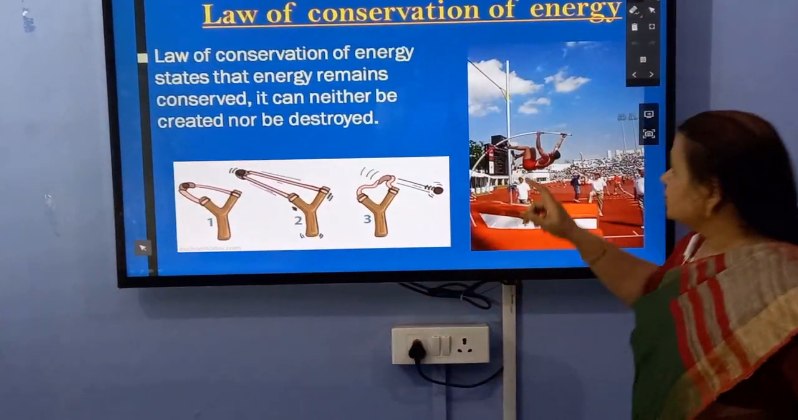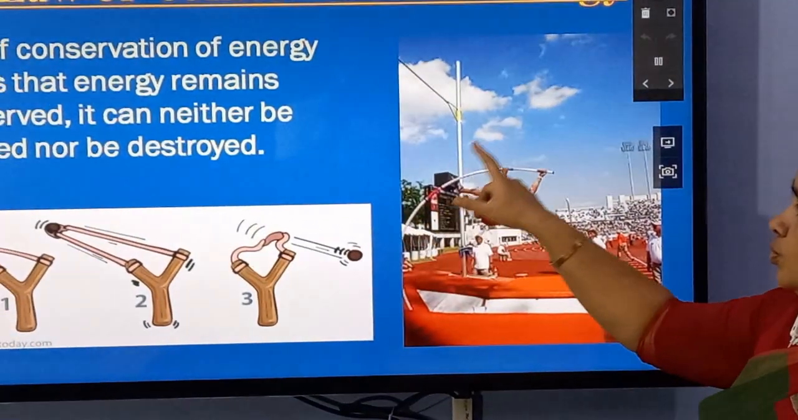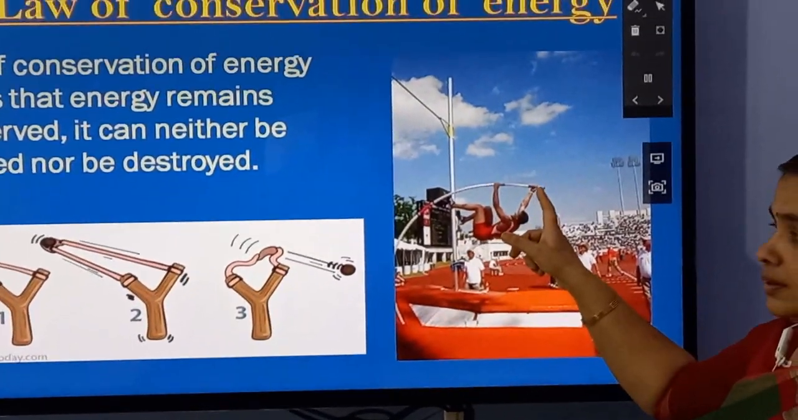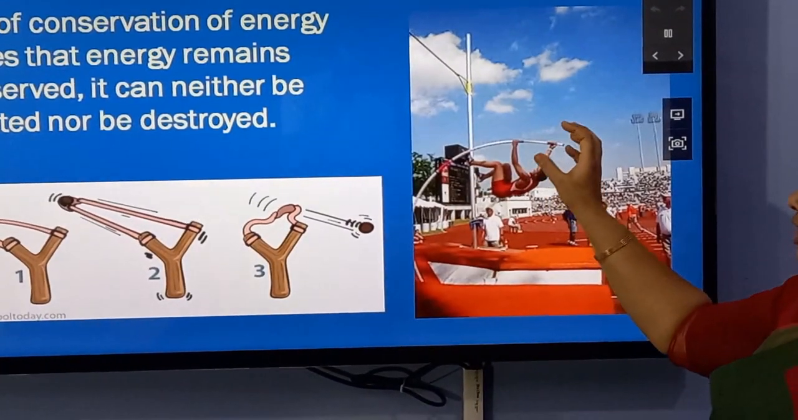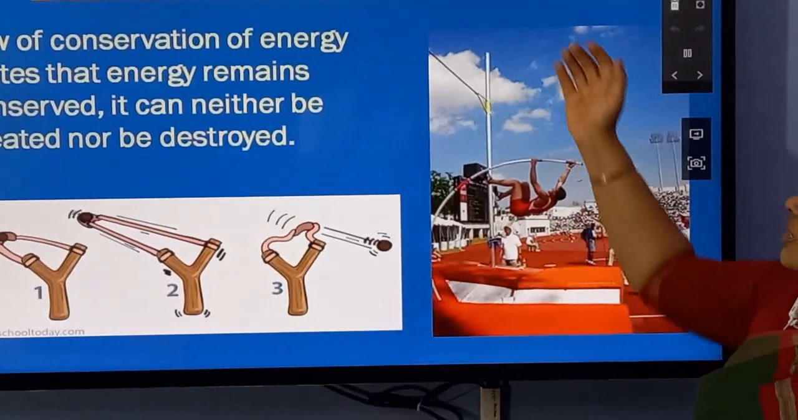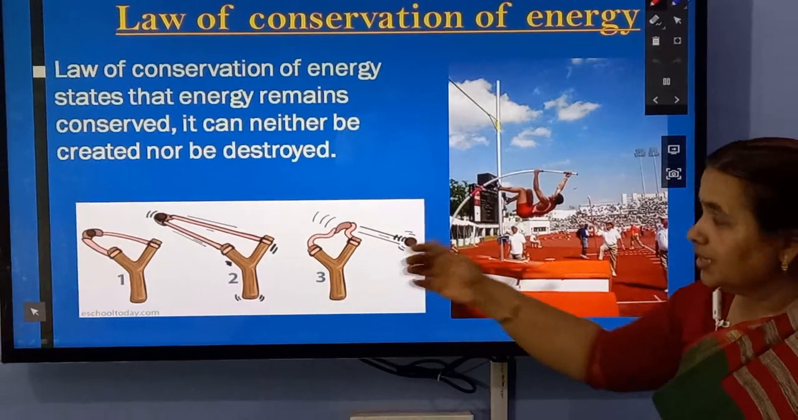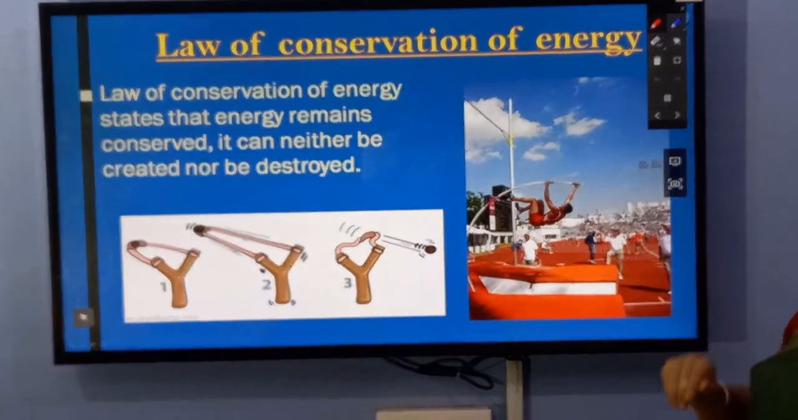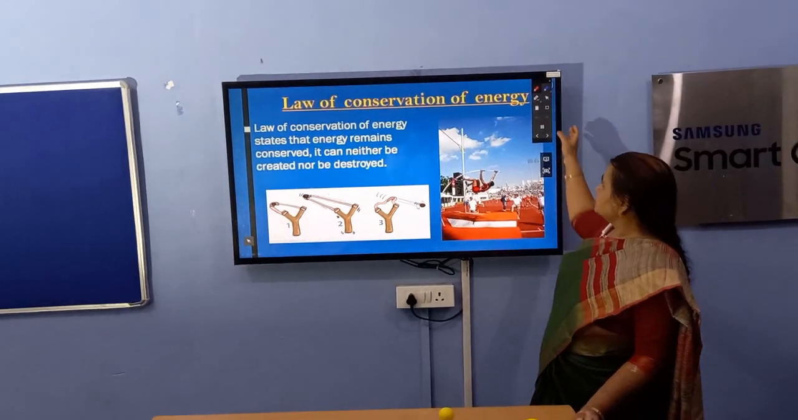See here, in pole vault, this bamboo, due to twisting, due to bending, the elastic potential energy is converted into kinetic energy, and with the help of this one, first gravitational potential energy, then again kinetic energy, and this is due to the elastic potential energy of this pole.